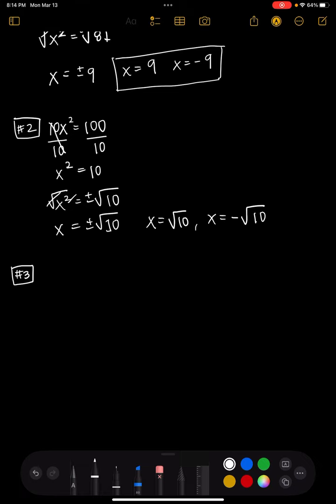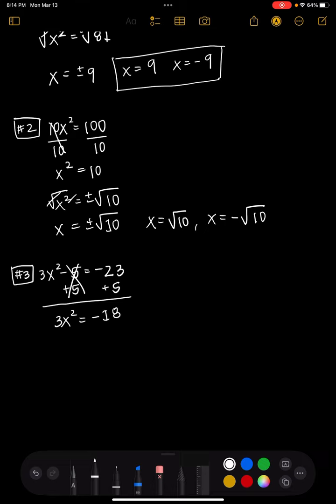So the third example is 3x squared minus 5 is equal to negative 23. The first step is to get the x squared by itself. So we need to move the 3 and the 5. I'm going to start by moving the 5, and I'm going to add the 5 because right now it's subtracting. So that cancels the 5 out on the left side. We're left with 3x squared over here, and then negative 23 plus 5 gives me a negative 18.